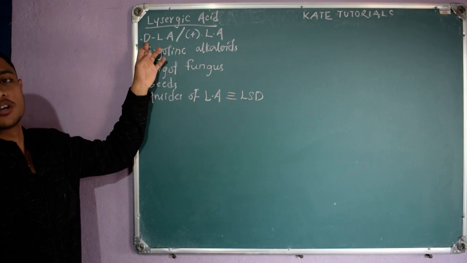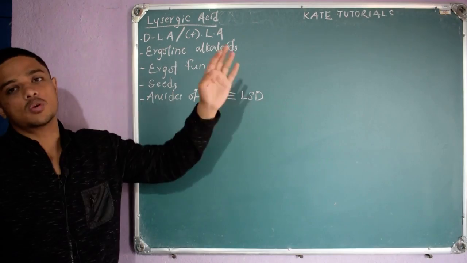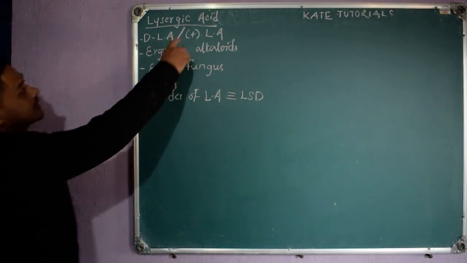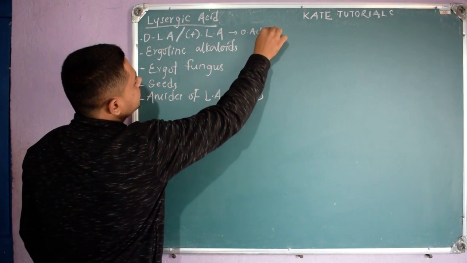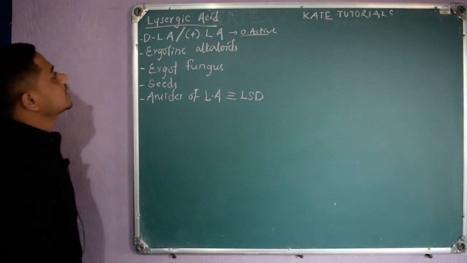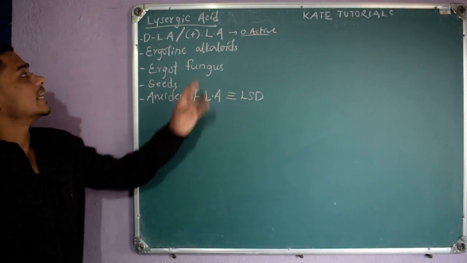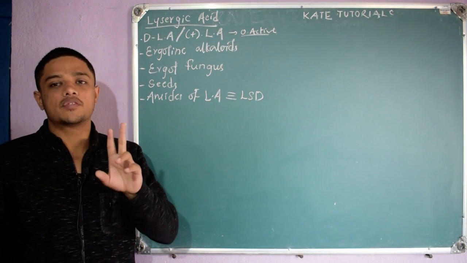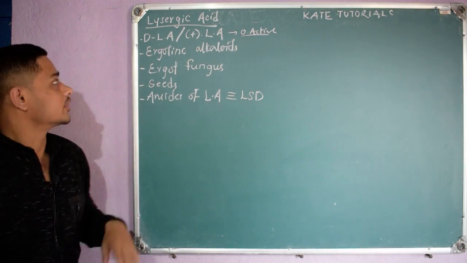D means dextrorotatory, or plus means dextrorotatory. It rotates the plane polarized light towards the right side, so that is called dextrorotatory. This means lysergic acid is optically active. If you see the structure in the upcoming videos, you will see that it has two chiral carbons, because of which it exhibits this optical activity.